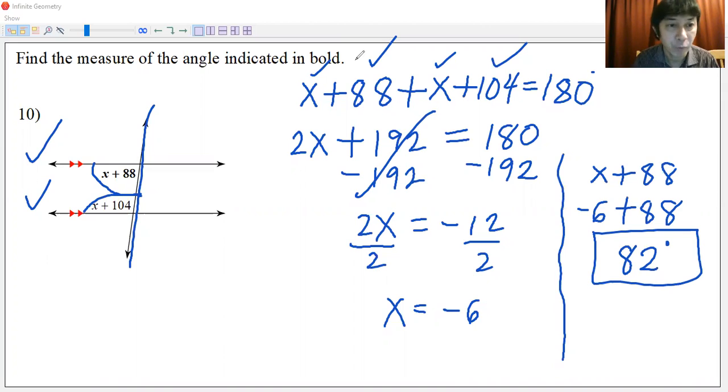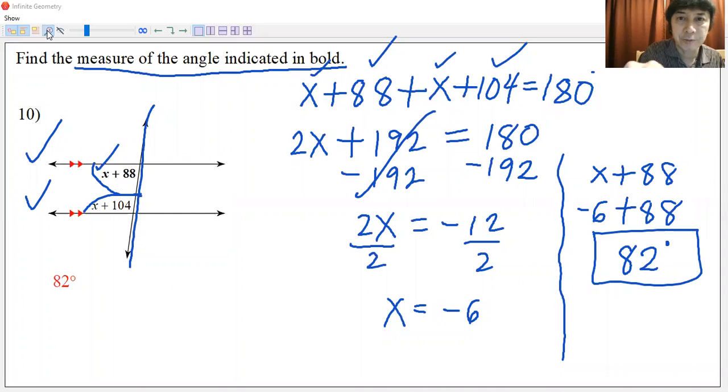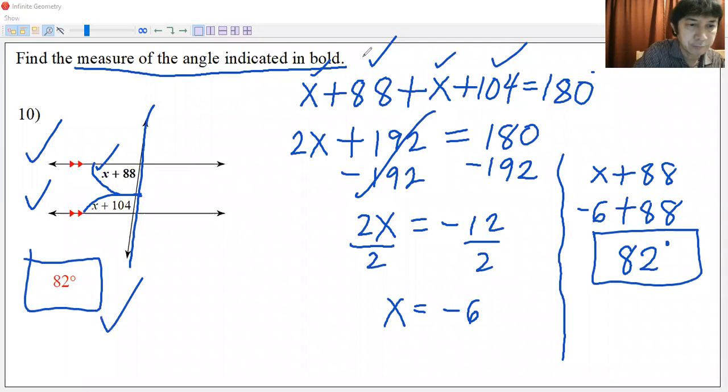Why did we use x plus 88? Well, this one is darker. So x plus 88 is clearly darker. We're supposed to find the measure of the angle indicated in bold, so x plus 88 is used. We will combine negative 6 and 88. That is 82. Let's verify. Here's the answer, you can see it at the left side there. It's 82 degrees, confirming our 82 degrees is correct. So that's number 10. Let's continue.